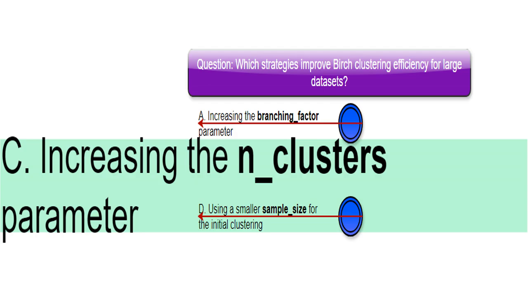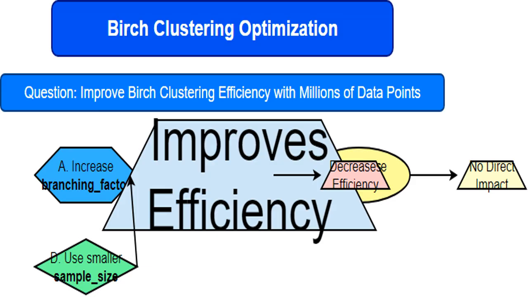Let's get clustering. I found that increasing the branching factor speeds up the Birch algorithm. A higher branching factor creates a wider, shallower tree, meaning less traversal time during tree construction. Think of it like building a wider, shorter pyramid instead of a tall, narrow one. Building the wider pyramid is faster.